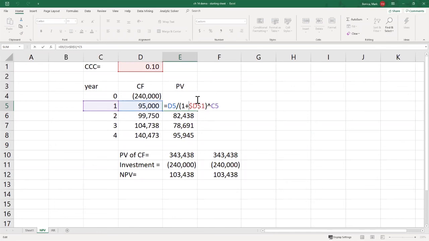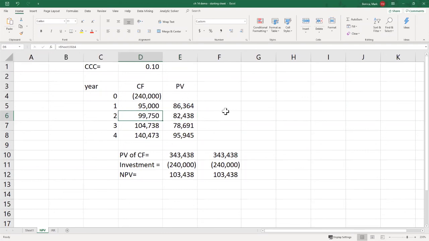Because this is NPV, we're discounting back. So we did that for each year individually. For example, we discounted 95,000 one year to bring it back from 1 to 0. We discounted the second year cash flow for 2 years, bringing it back to 0, and so forth. Then we sum up each of those present values and get a total present value of the investment. Subtract off the original cost of the investment, and we get our net present value. So these are things we've done in the past, doing it in Excel instead.